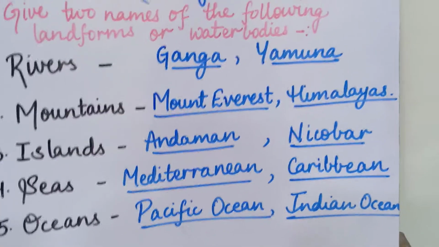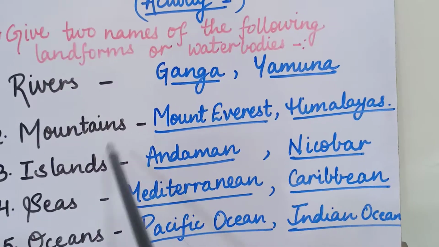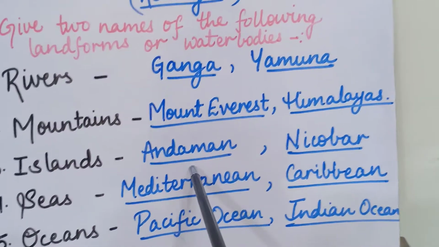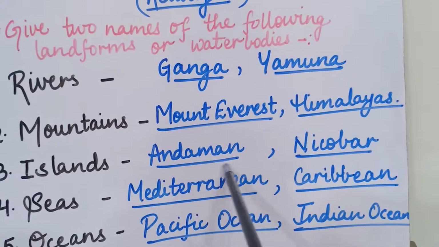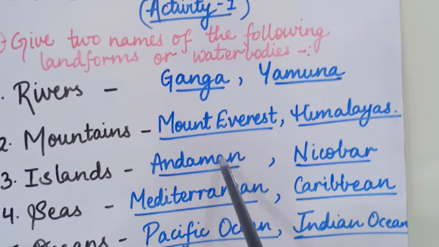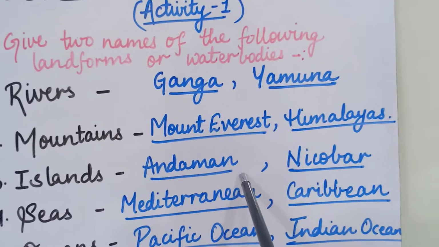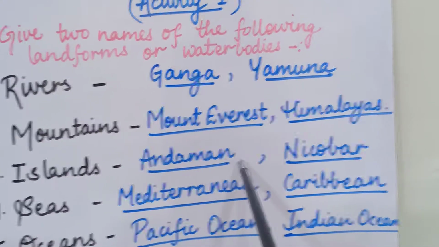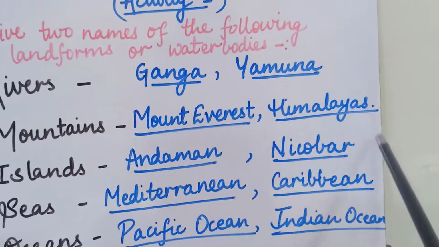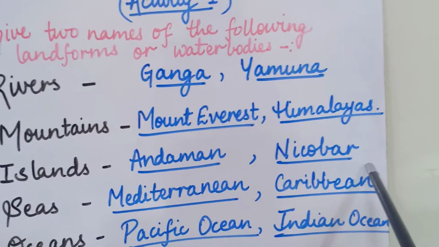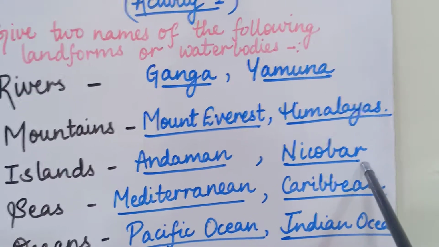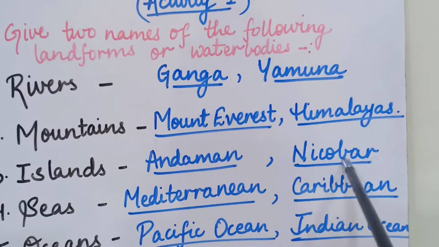So name the two islands. The name of the first island is Andaman, ANDAMAN, Andaman. Again, listen to the pronunciation. The first island name is Andaman. ANDAMAN, Andaman. And the second name of the island is Nicobar, NICOBAR, Nicobar.